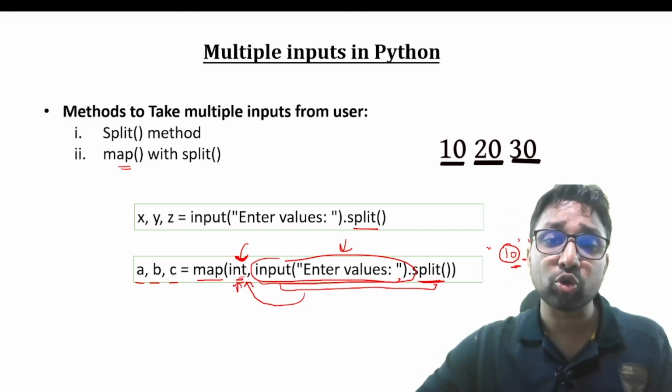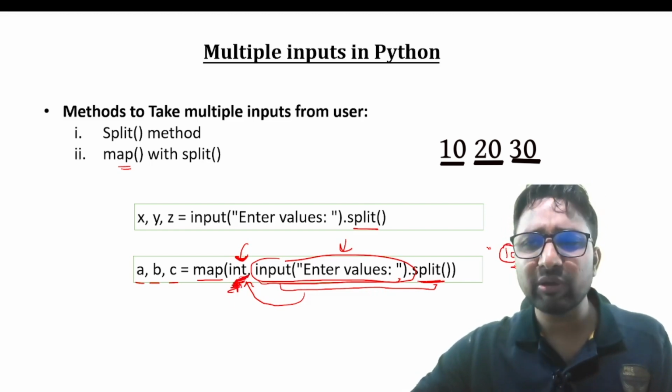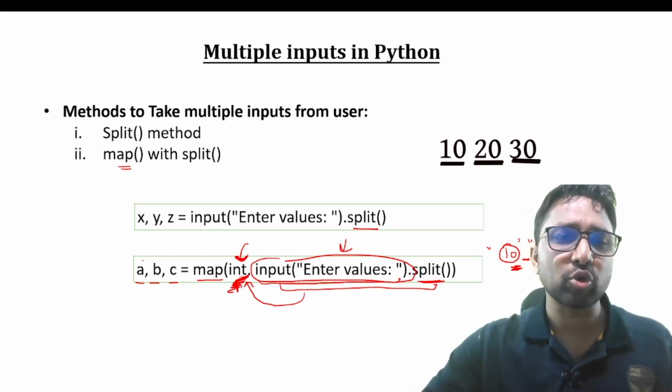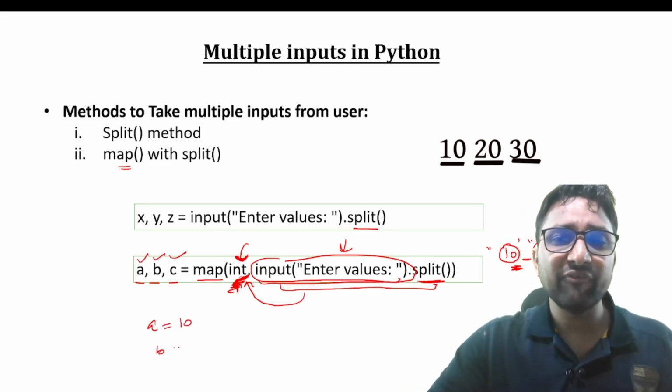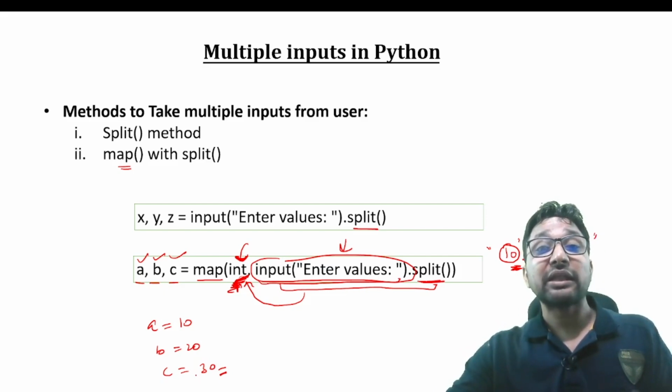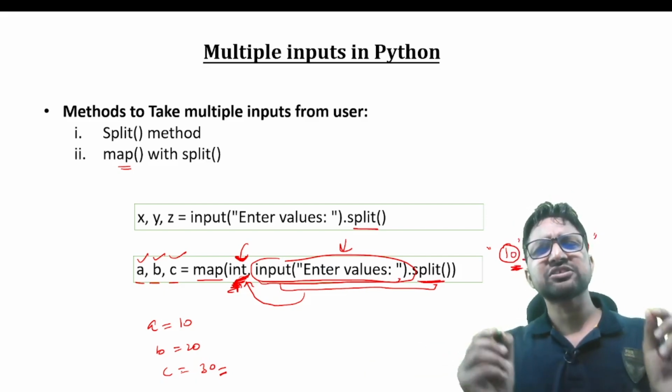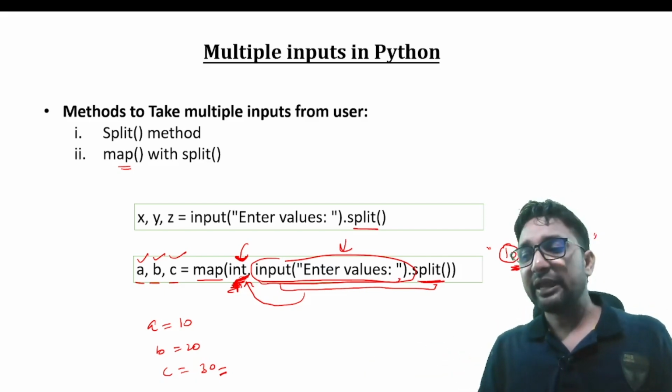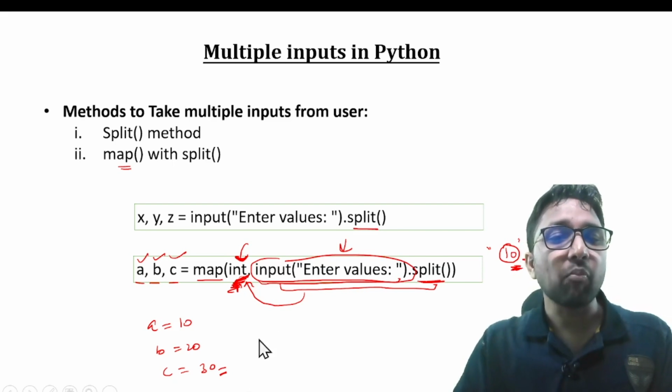I can write float also over here. So this will be converted into integer and stored in these three variables. So a value will be 10, b value will be 20, and c value will be 30. Fine, that's it. This is how we can take multiple inputs. Let's see all this in our Jupyter notebook to get more understanding.